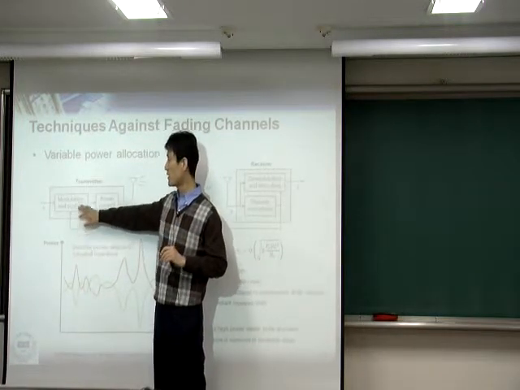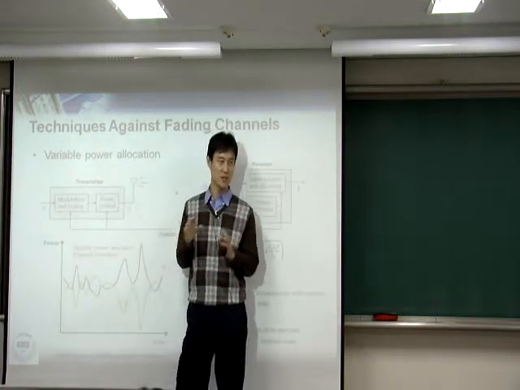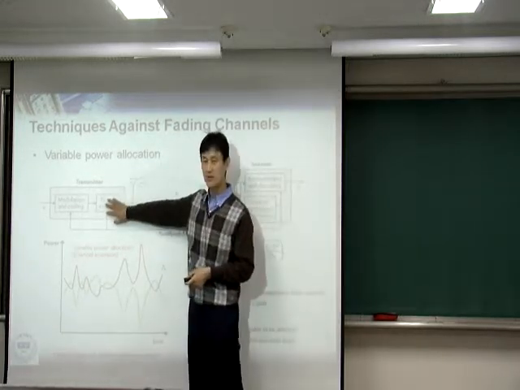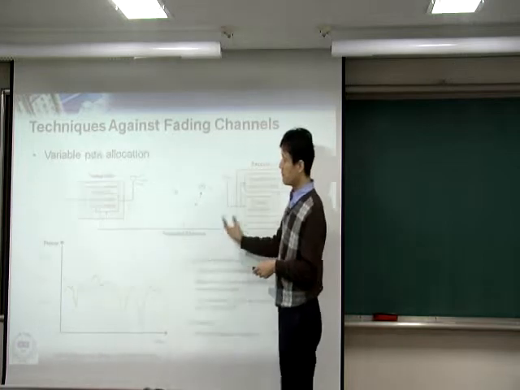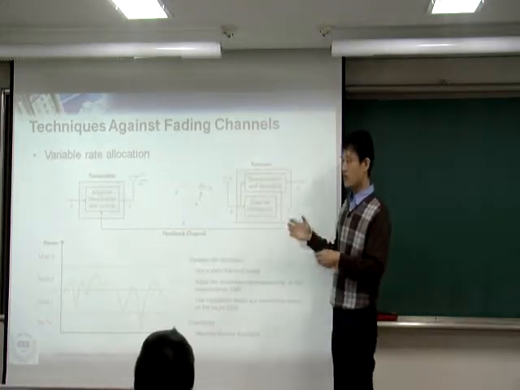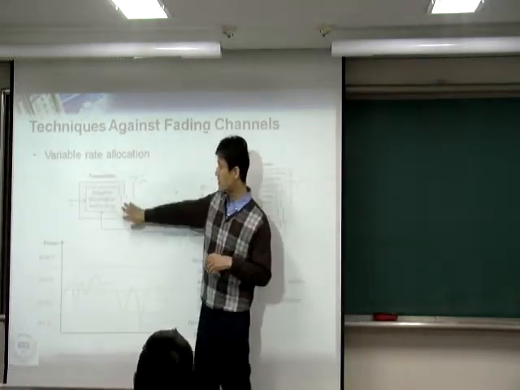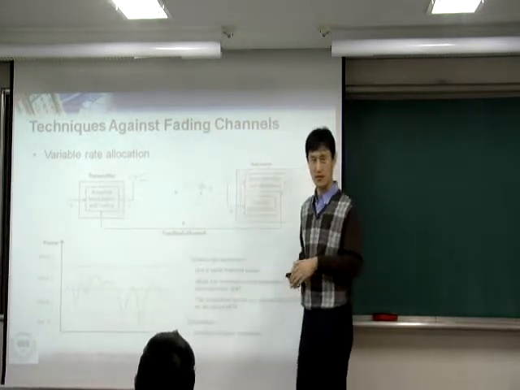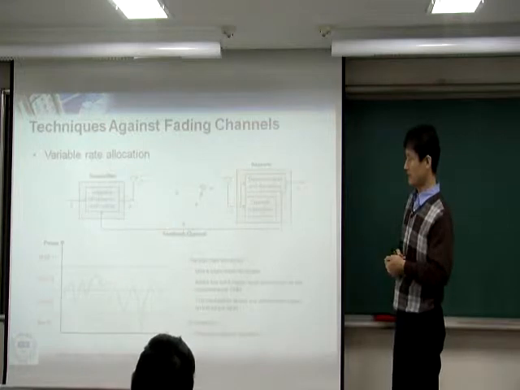If you set it that way, you always use that. Modulation coding is fixed, okay? But you change the power. But in this case, your power is fixed, but you are going to change the modulation coding depending on H. Okay, that's the variable rate.